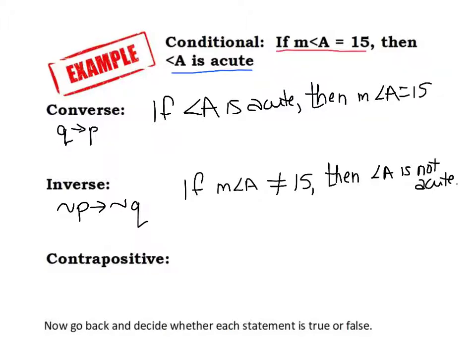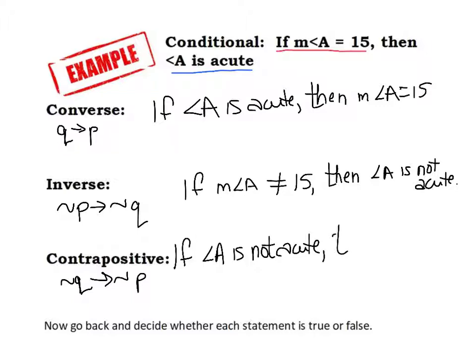All right, last one. Contrapositive messes it up totally. It's going to switch the order and put nots on it. So it looks like if not Q, then not P. I have to switch the order and put nots. So it's going to be if angle A is not acute, then the measure of angle A is not 15.